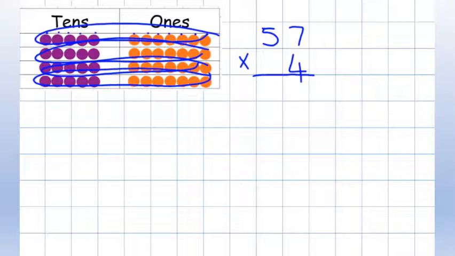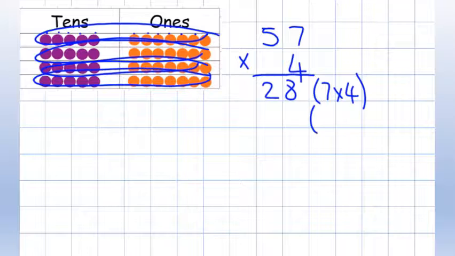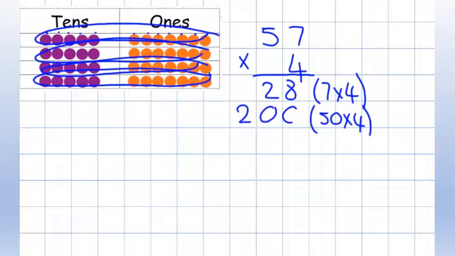With me so far? Of course you are. So the first thing I'm going to do is 7 times 4, which of course is 28. And then we're going to do 50 times 4. And we all know, of course, that 5 times 4 is 20. So 50 times 4 has got to be 200. We add all of those together. And the calculation I was trying to make was 57 times 4, which gives me a product of 228. Is that what you got?